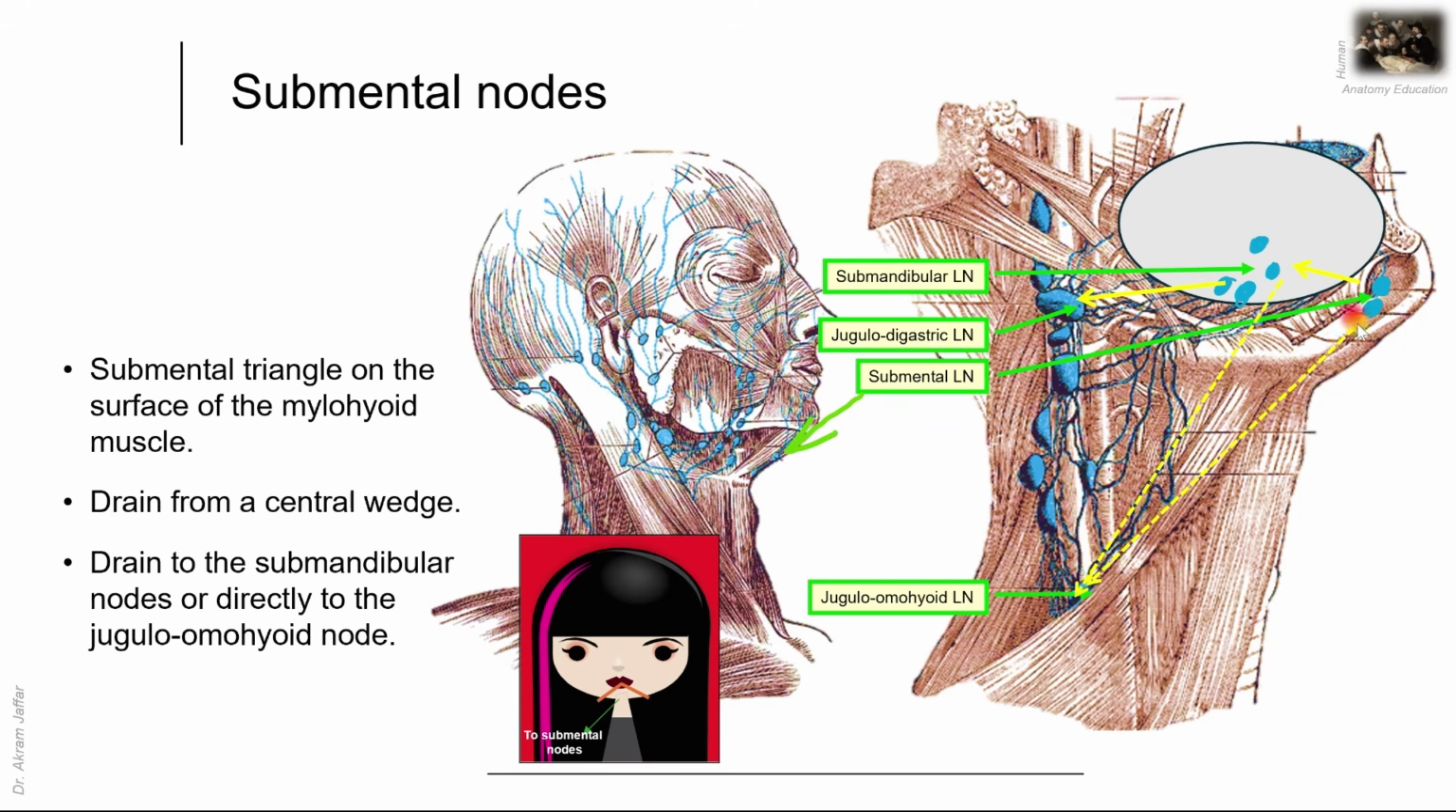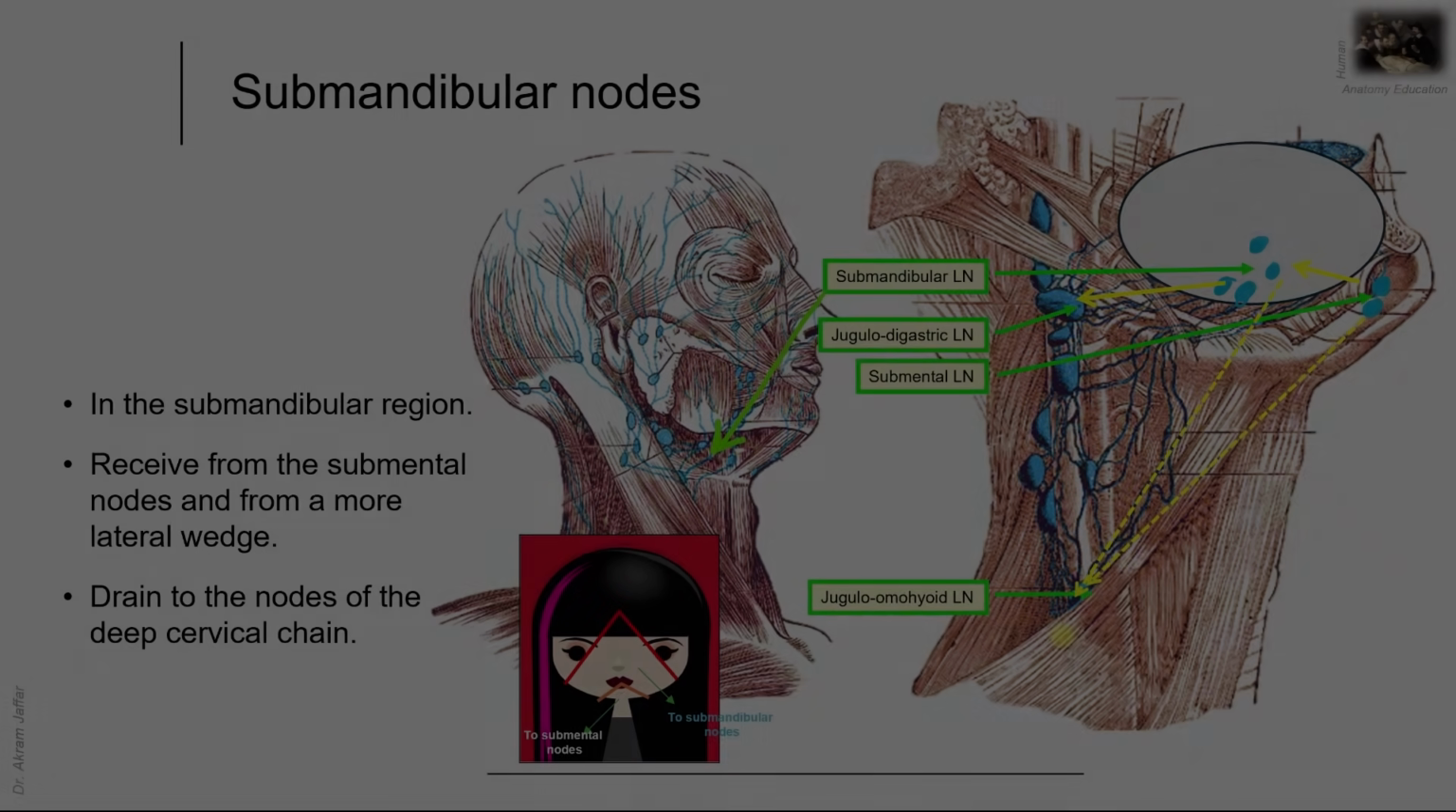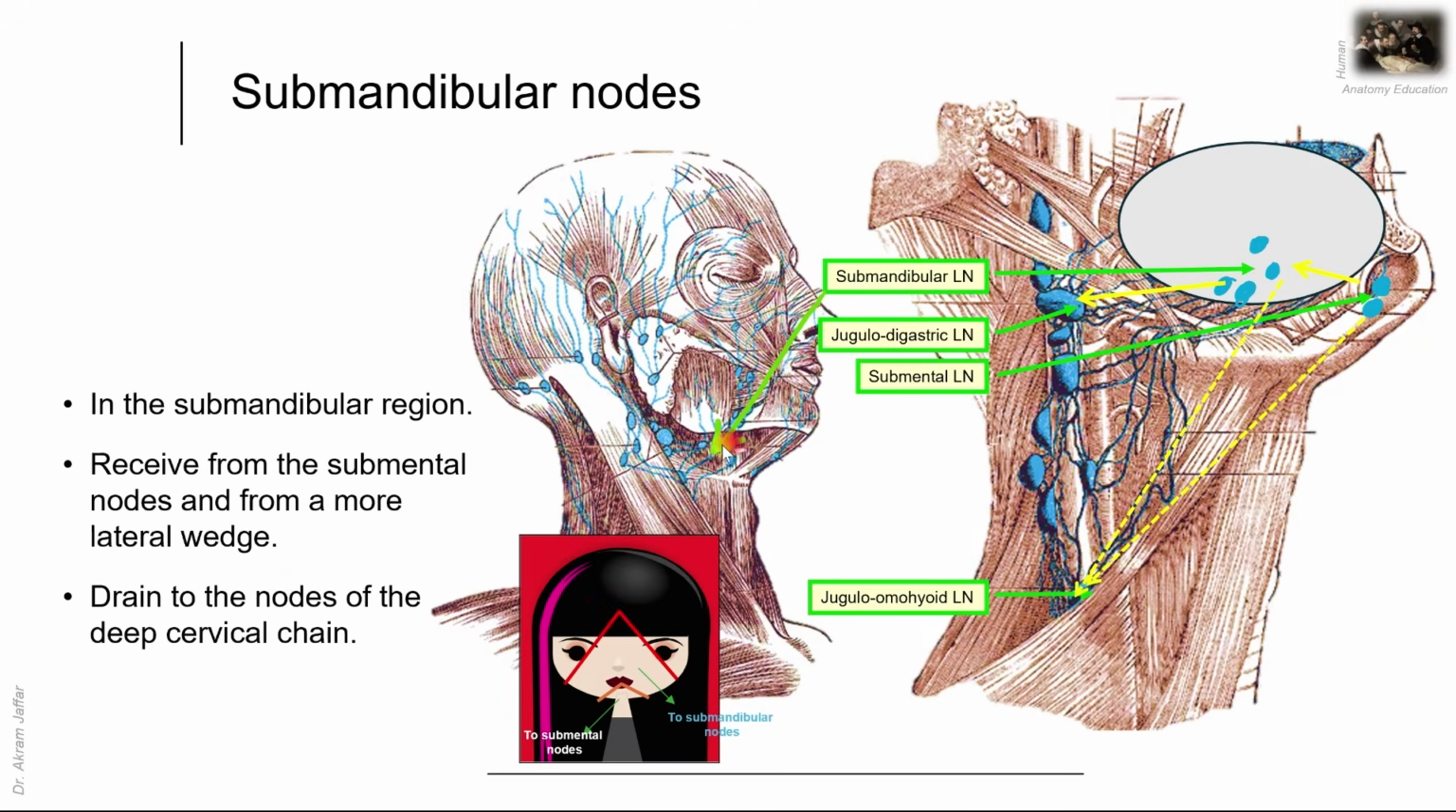But as I said, some of the submental nodes, remember they drain the tip of the tongue, drain directly to the Jugulo-Omohyoid node, the lingual lymph node, as the nickname is the lingual lymph node. Now the second group of the outer circle are the submandibular nodes. They lie in the submandibular triangle.